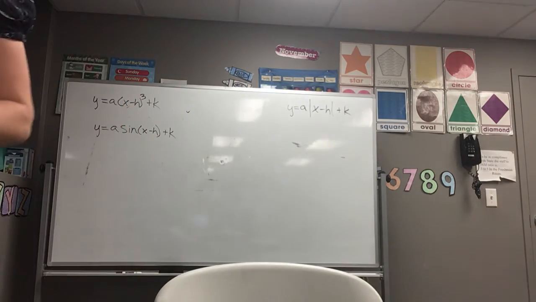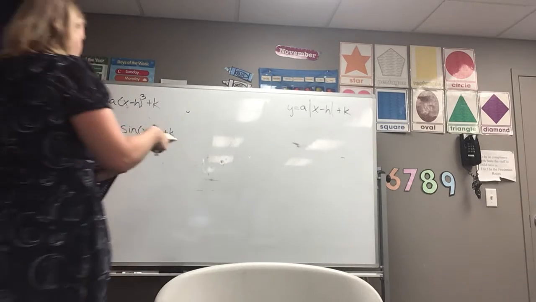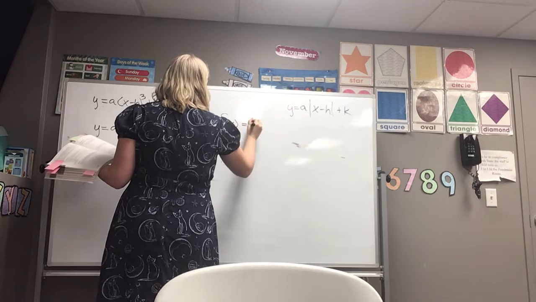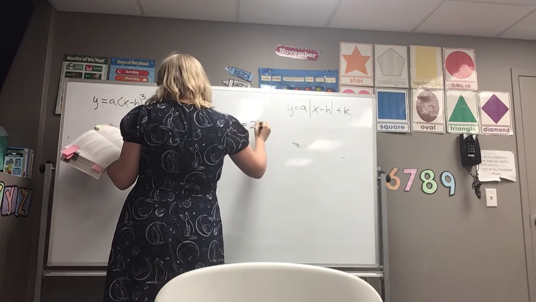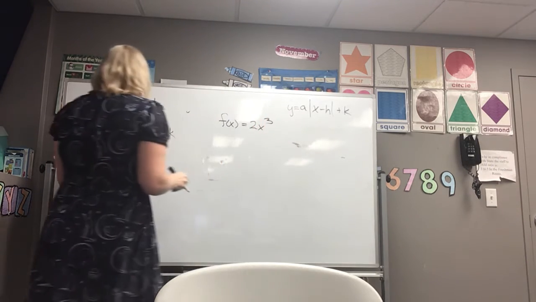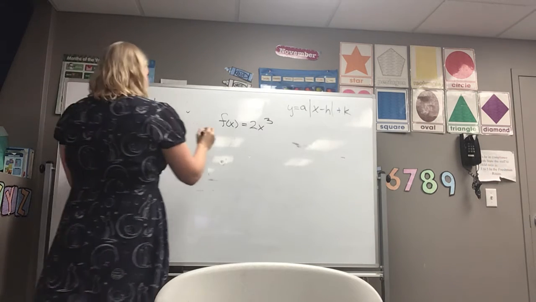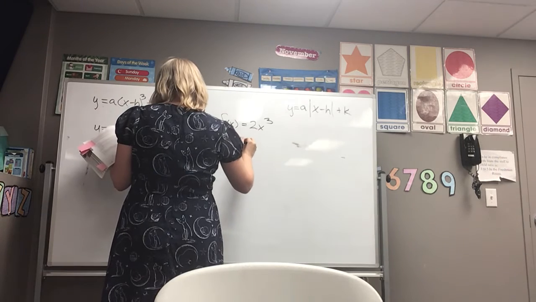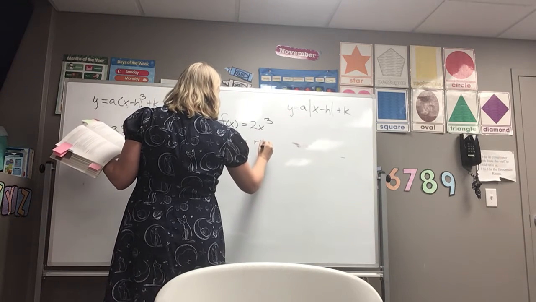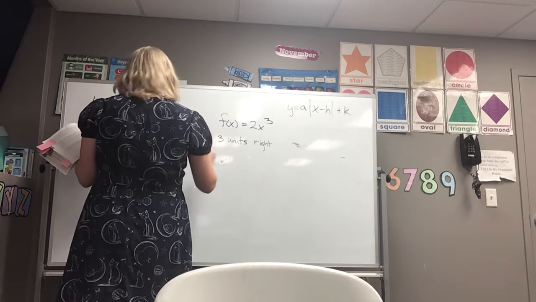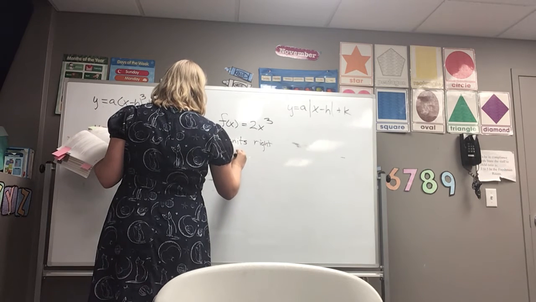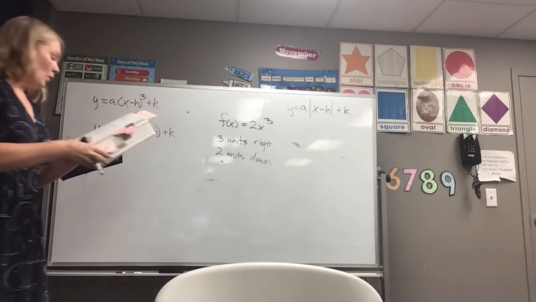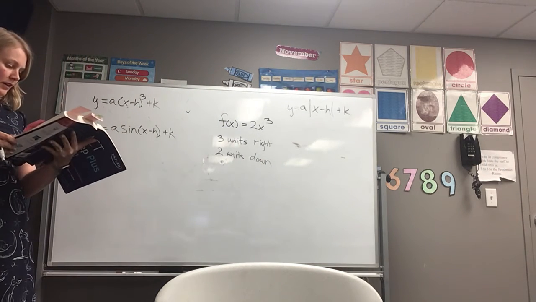It says the graph of f of x equals 2x to the third, and we want to translate it 3 units right and 2 units down. What is the new equation of this graph?